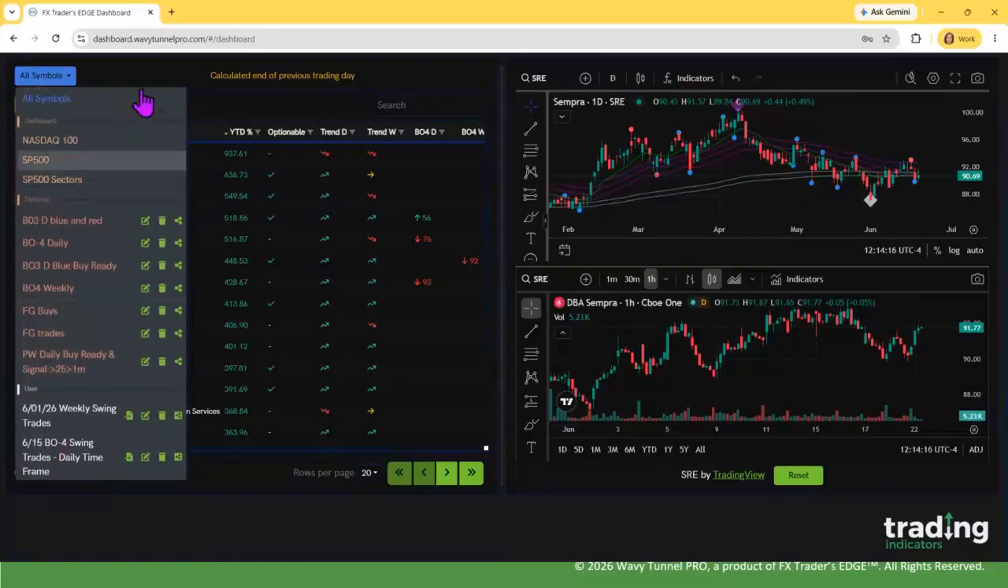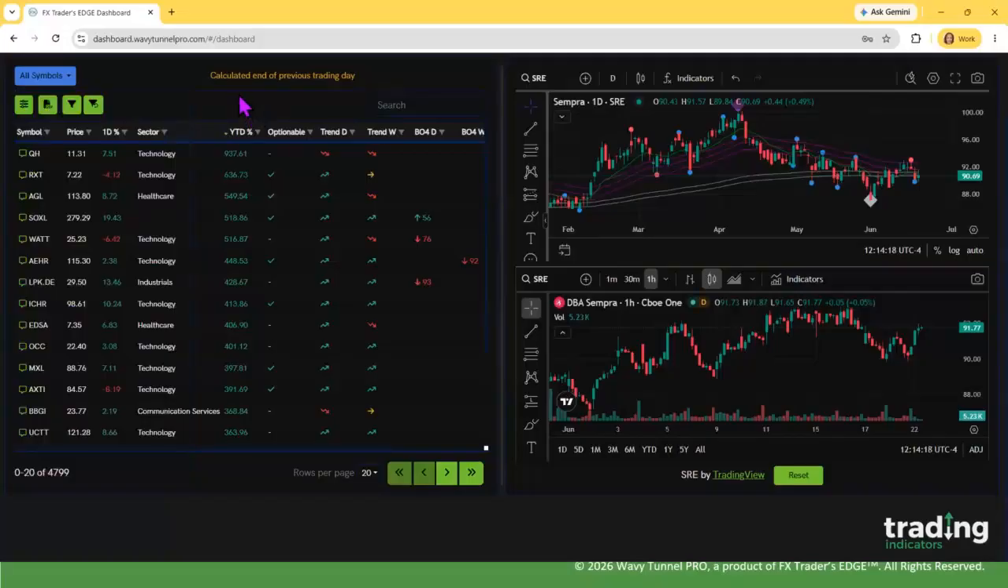But first, I want to show you how you can set up the Breakout 4 trade yourself. So this is the Breakout 4 trade on the daily.